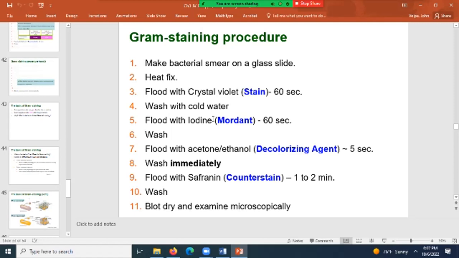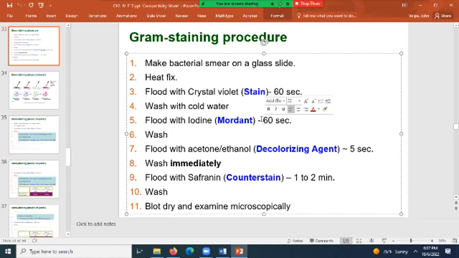First, you flood the slide with crystal violet. That's the primary stain, for 60 seconds. You then wash with cold water. You dump the stain off and dump the water off. Then flood with iodine. Iodine is used as a mordant, for 60 seconds. Dump the iodine off and wash with cold water.